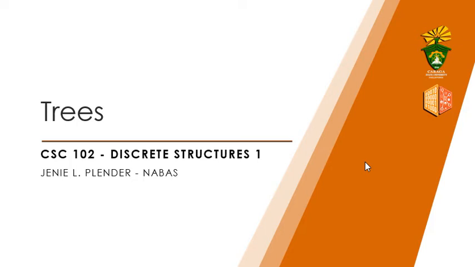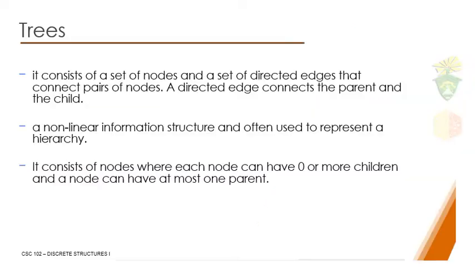Hello, everyone. Now we are down to the last topic for the final period, and that's trees or the tree abstract data type. So there are several definitions of a tree. These are a few of them. By definition, a tree consists of a set of nodes and a set of directed edges that connect pairs of nodes. A directed edge connects the parent and the child.